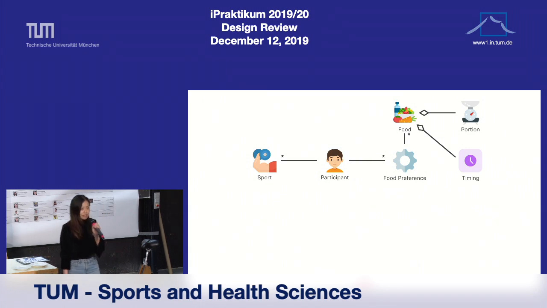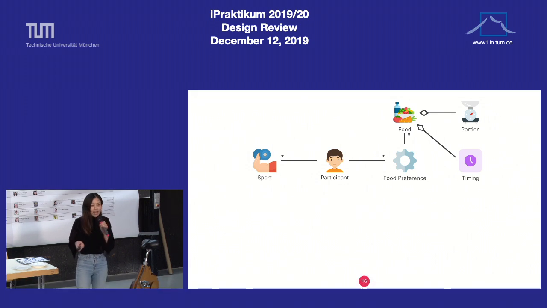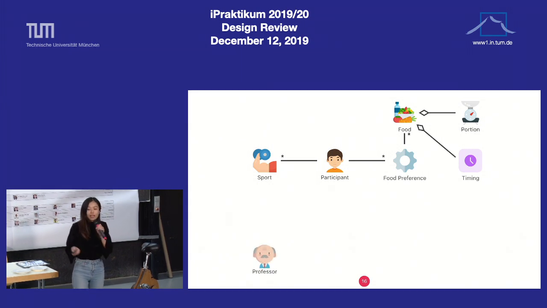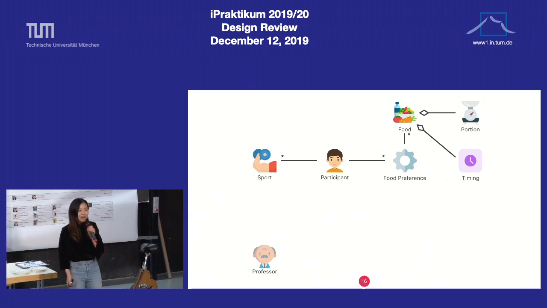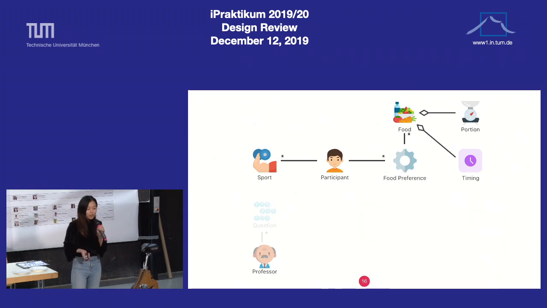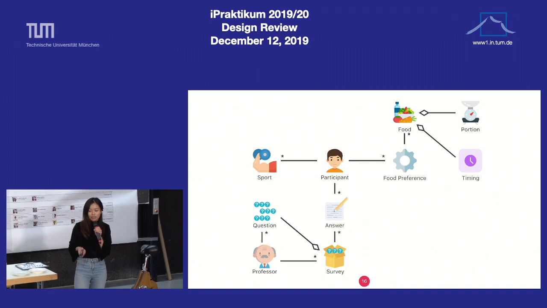The portion basically means how much the participant eats, 1 brownie or 2 brownies. And the timing basically means when the participant takes the food, during the training or after the training. And from the other side, we have our professor who is curious about the relationship between diet and exercise. So he decided to run a survey. He decided to pick some questions and put them into the survey.